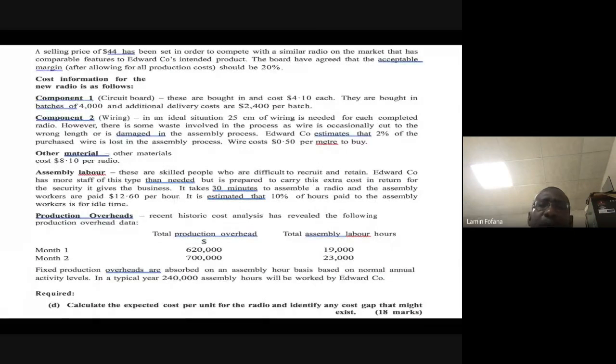It takes 30 minutes to produce one radio, and the workers are paid $12.60 per hour. Like I said, if you're doing your cost gap analysis, you could think of getting another class of labor, maybe paid less than this $12.60, and so on and so forth. It is estimated that 10% of the hours that will be paid to the assembly workers will be idle.